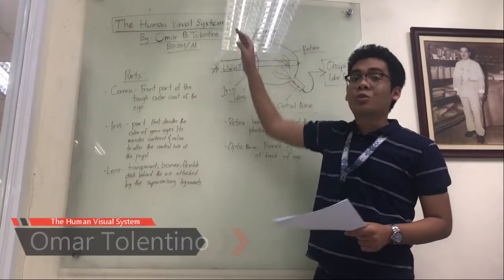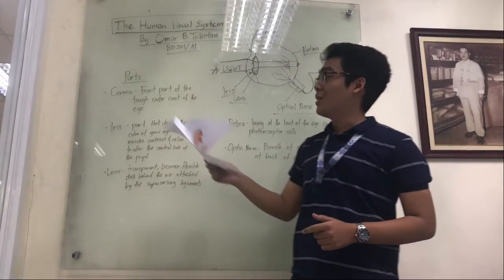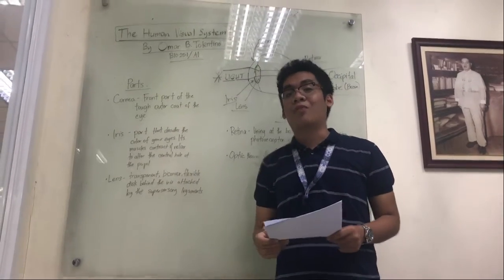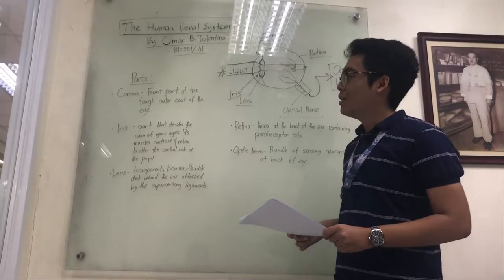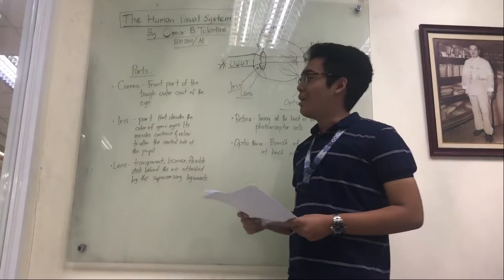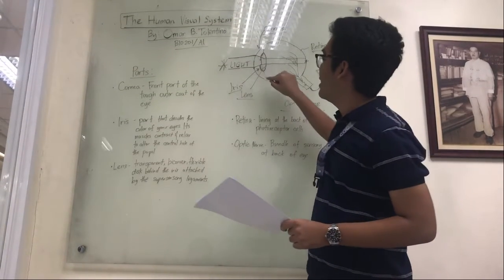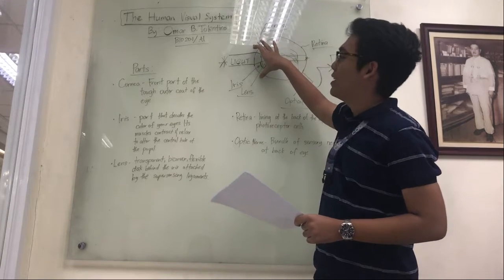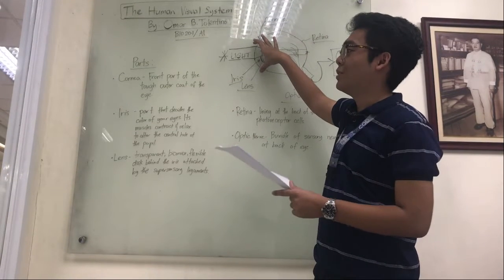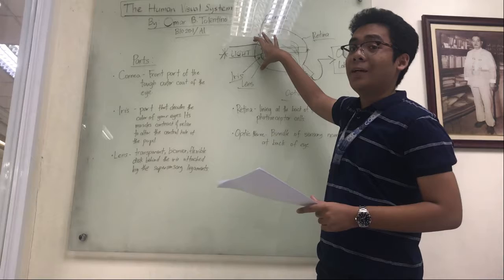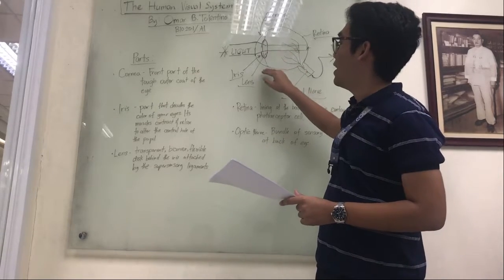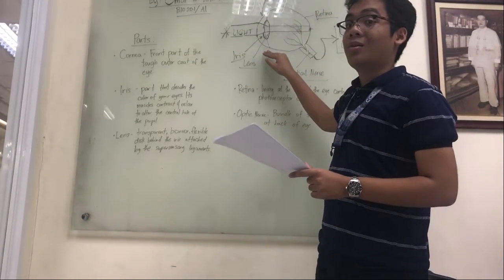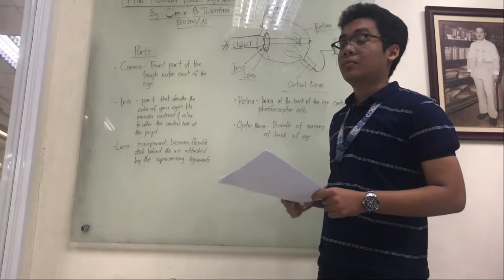Visual system. I'm here to talk about the essential parts of the eye and how the human eye functions in general. On the parts of the eye, first of all, this is the cornea. This one right here. This is the front part of the tougher outer coat of the eye. This is the first part of the eye that receives the light on a particular object.